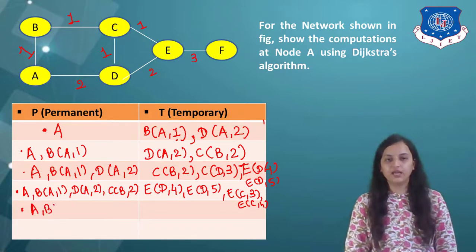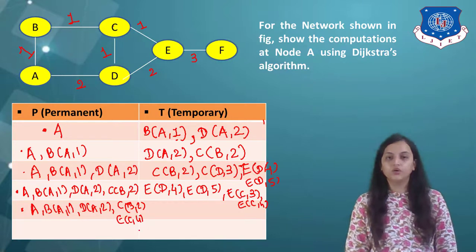So here we are left with A, BA1, BA2, CB2, and now from this we are going to write down EC4. Okay, sorry, EC3. Now as E is shifted on the permanent side, we don't need to write down the values for E on the temporary side. So now we are at the node E. We need to check the connections, which is connected to the nodes F, C and D. As C and D are already on the permanent side, we need to consider F only.